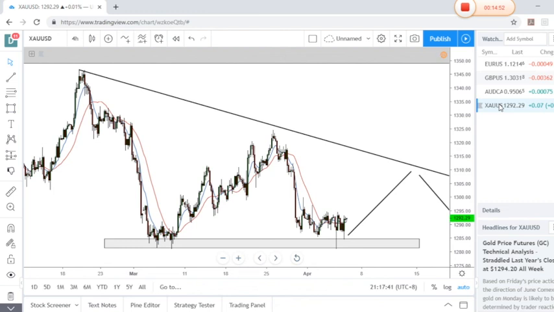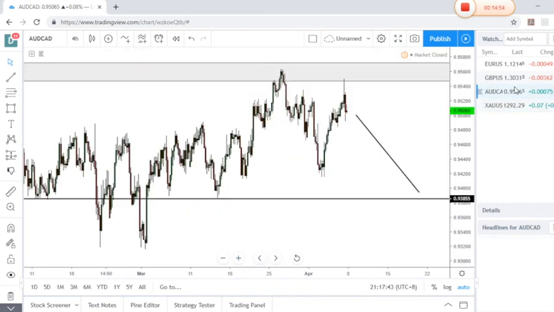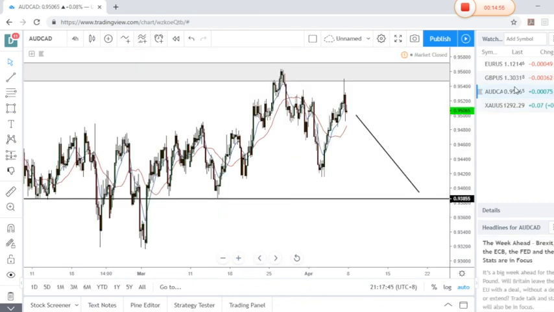So I'm just going to skip them, and on Monday I'm going to straight away short this pair. No doubts, AUD CAD should have very good potential right here, compared to the three other pairs that we have analyzed.